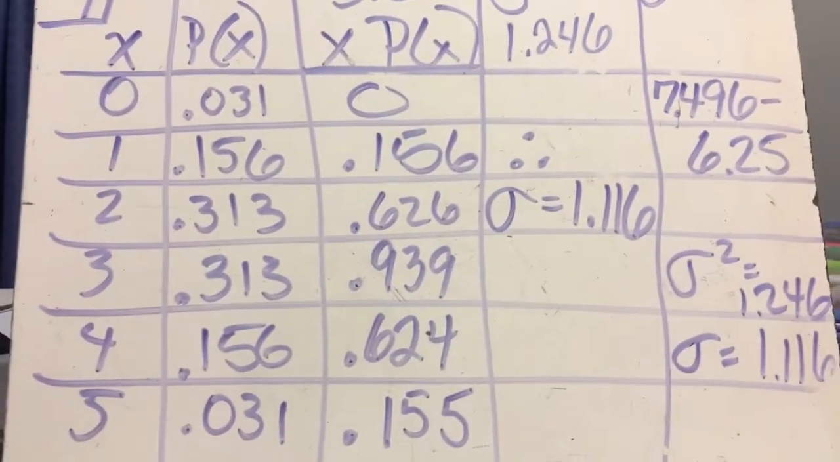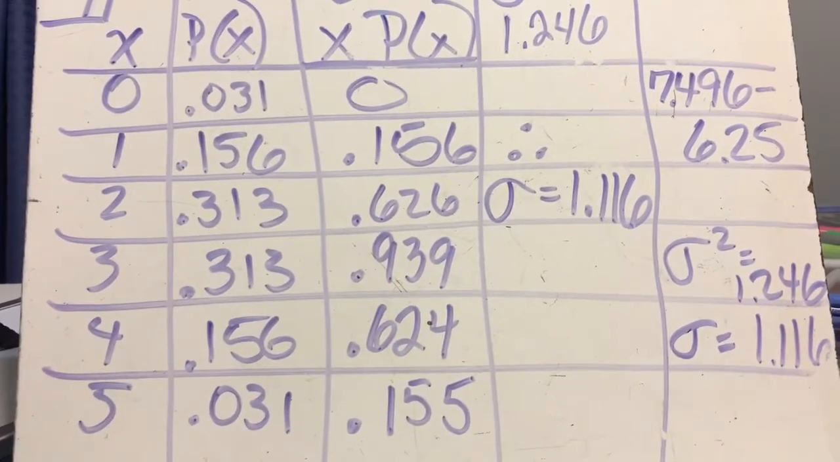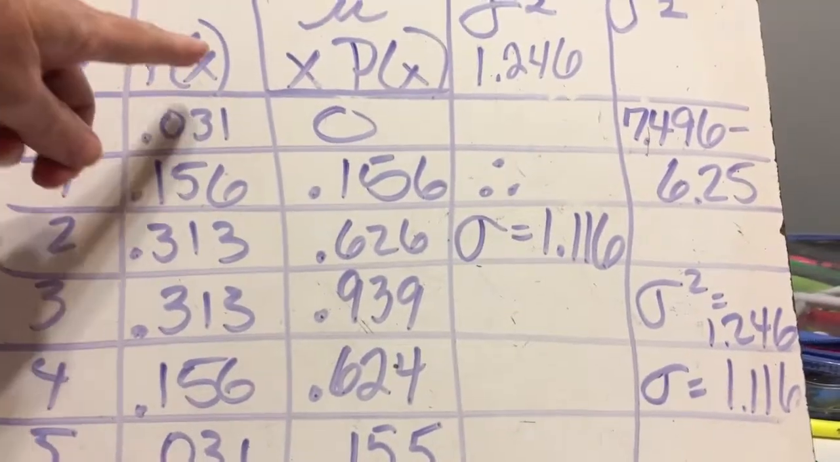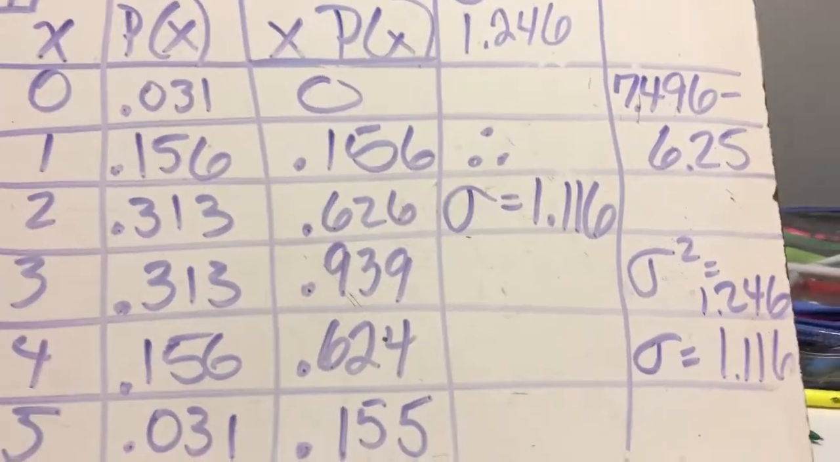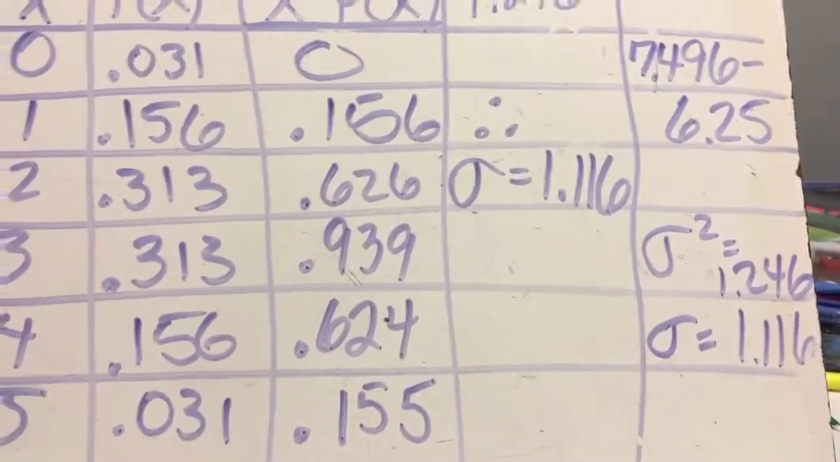Okay, so I started out with making a board, and then after I did 3 of the rows, I said, you know what, I'm going to go to my calculator. So I had started with an X column and a probability of X column, and then I did this one on my calculator. I'm going to show you what I did.